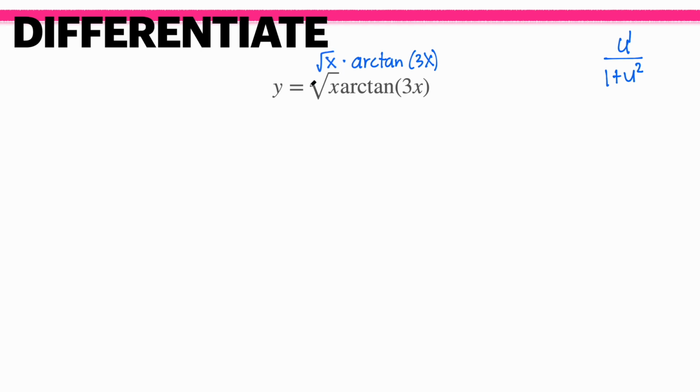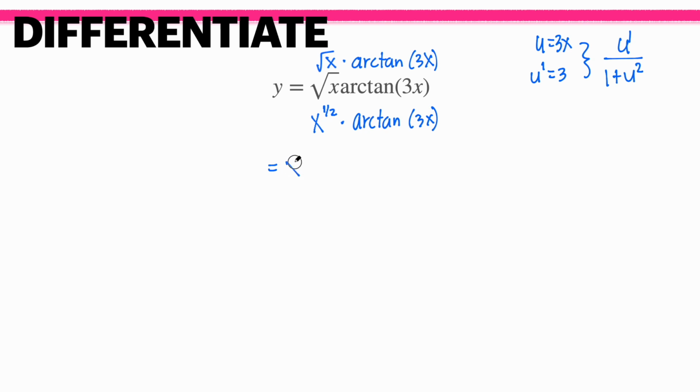Next thing I'll do is, instead of the square root of x, I'm actually going to write x to the 1/2. So if I know that in arctan u equals 3x, then I know that u prime, the derivative of 3x, is just 3. So I'm going to use that whenever I need to get to this formula. So here's how we do it.